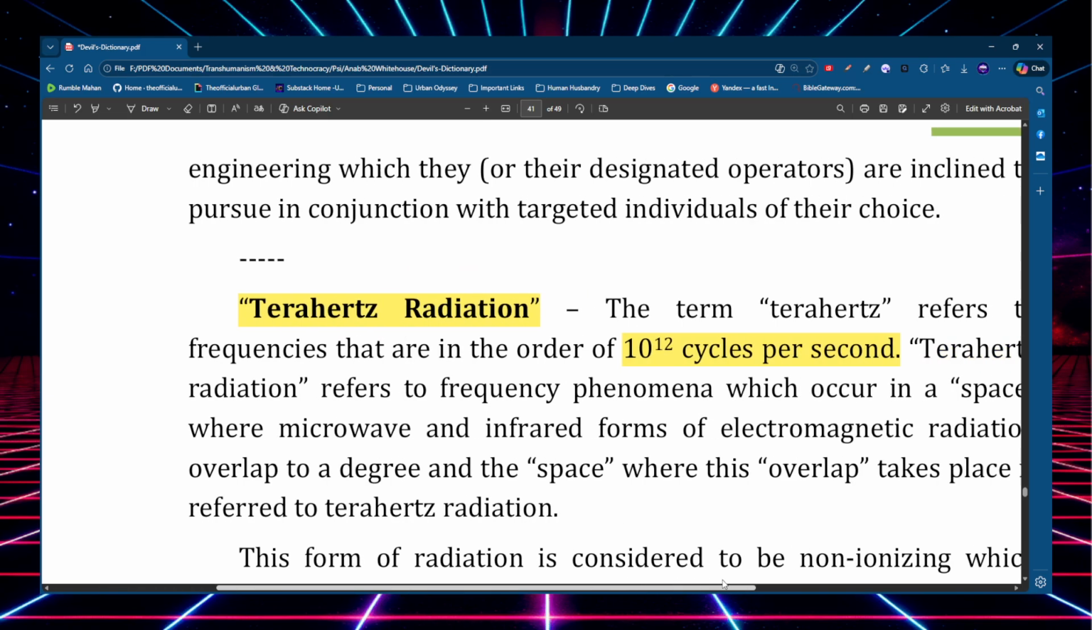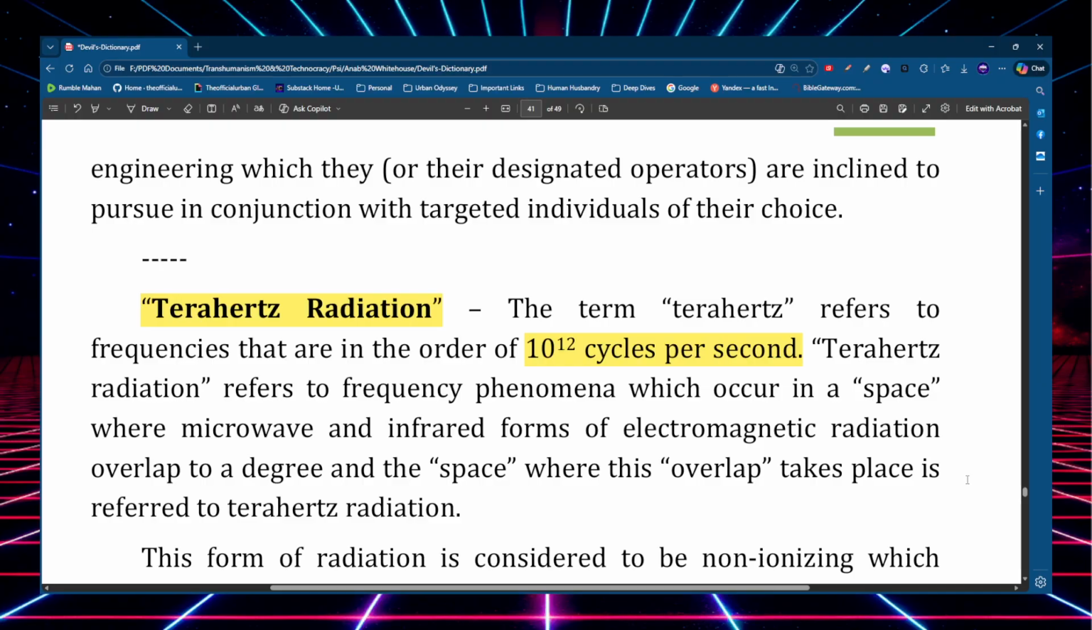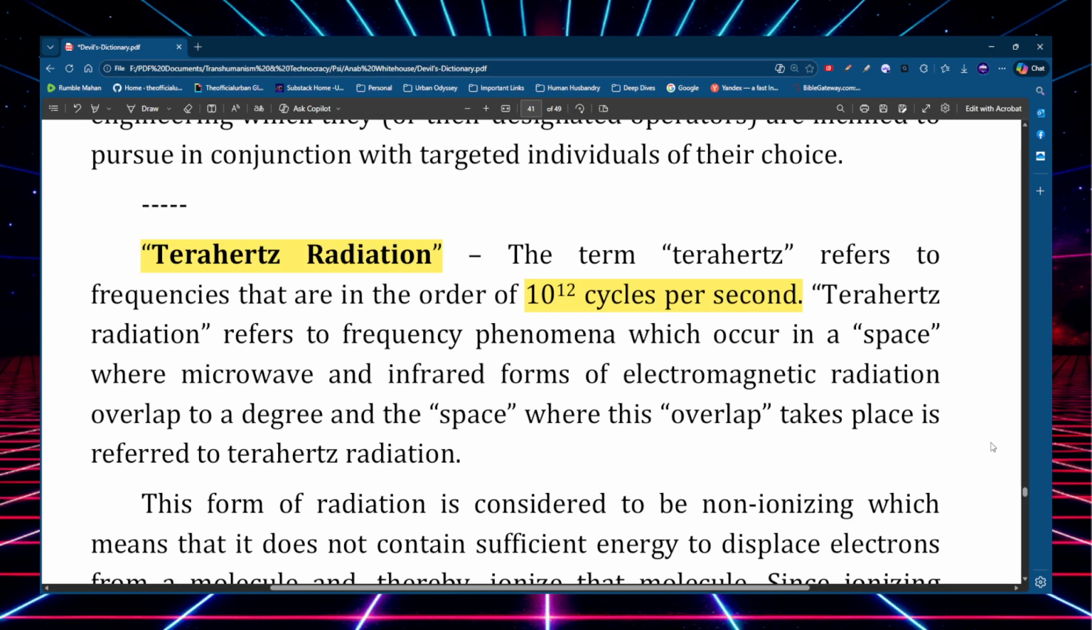So, terahertz radiation. The term terahertz refers to frequencies that are in the order of 10 to the 12th cycles per second. Terahertz radiation refers to frequency phenomena which occurs in a space where microwave and infrared forms of electromagnetic radiation overlap to a degree, and the space where this overlap takes place is referred to as terahertz radiation.